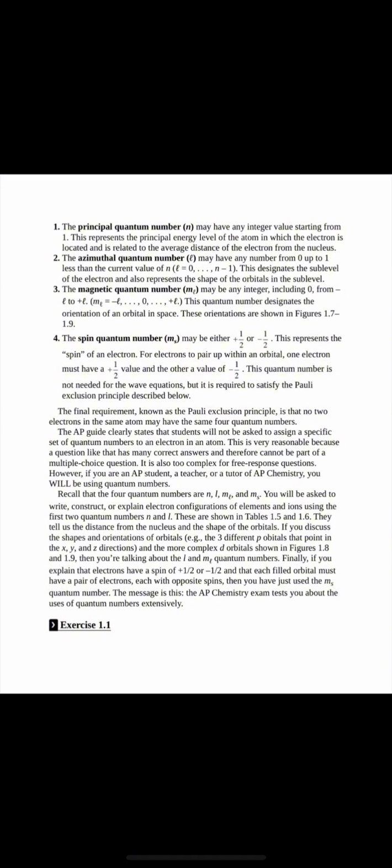Exercise 1.1. Designate each of the following sets of quantum numbers as possible or impossible according to the above rules. A. Principal quantum number 1, azimuthal quantum number 0, magnetic quantum number 0, spin quantum number positive 1/2. B. Principal quantum number 1, azimuthal quantum number 3, magnetic quantum number 0, spin quantum number positive 1/2. C. Principal quantum number 3, azimuthal quantum number 2, magnetic quantum number 0, spin quantum number positive 1/2. D. Principal quantum number 2, azimuthal quantum number 2, magnetic quantum number 2, spin quantum number negative 1/2.